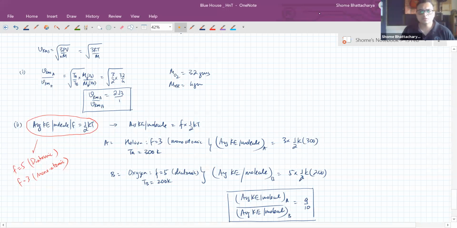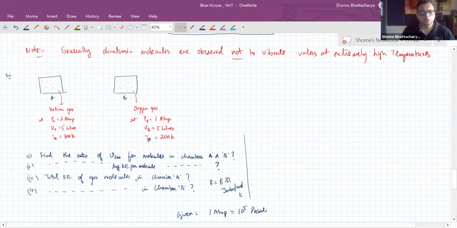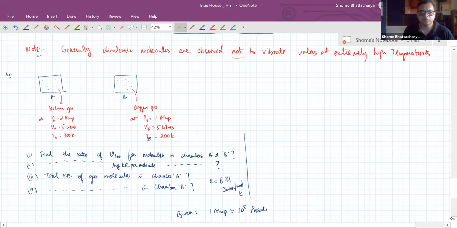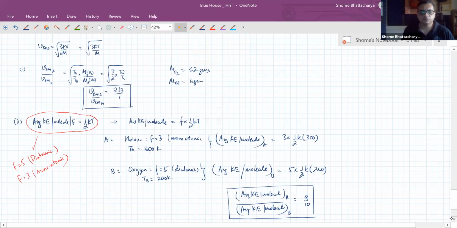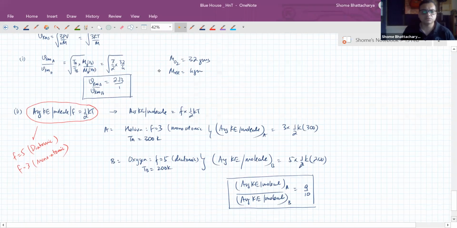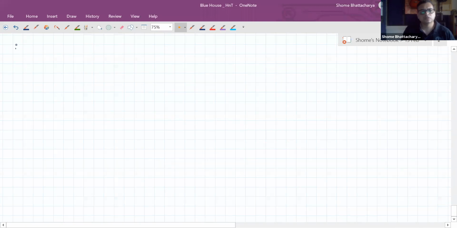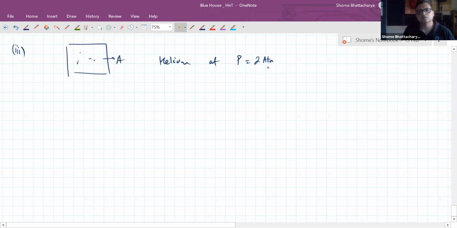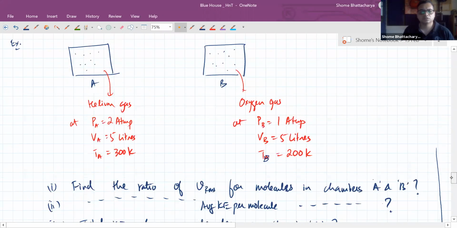Okay, now so hope this part is clear to all of you. Now let's move on to the next thing. We have to find the total kinetic energy of gas molecules in chamber A. Now this is something we'll have to develop the formula for, but it will come from the concepts you've seen before. So third case, in chamber A, we have helium at pressure equal to 2 atmospheres, volume equal to 5 liters, and temperature equal to 300 Kelvin. Right? This is what we had.